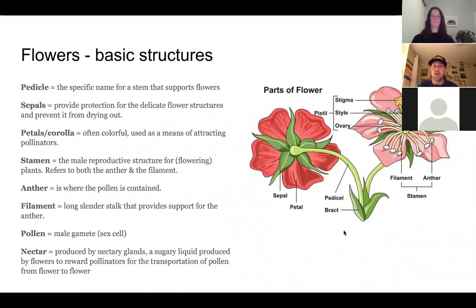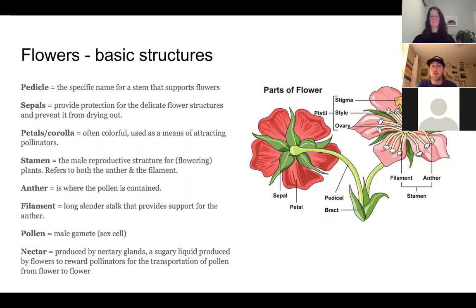The stem that connects the flower to the main stem, this secondary stem, is called the pedicel. These green leaves along the back of it are called the sepals, and they help protect the delicate flowers. They prevent it from drying out. And then the petals, as we talked about last time, can also be called the corolla, and those are the means of attracting pollinators. But again, the plant world is diverse and complex.